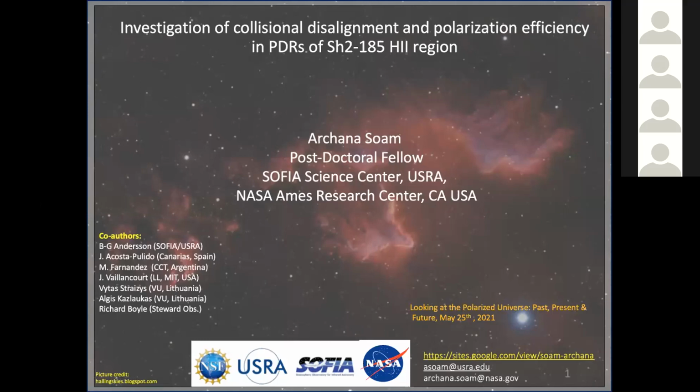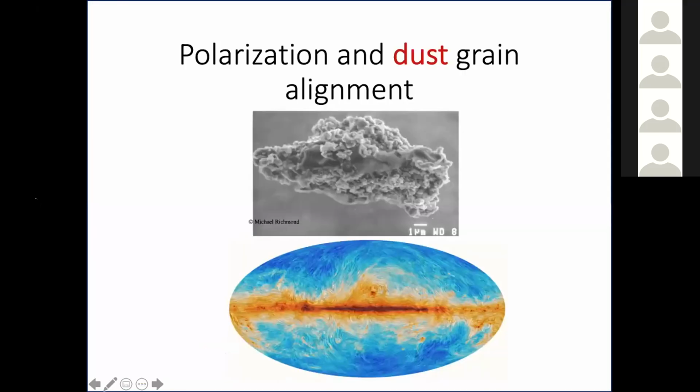So this is about the investigation of collisional disalignment and polarization efficiency in one PDR, IC63 and IC59, in the H II region Sh2-185. And thanks to my collaborators for helping me in this project.